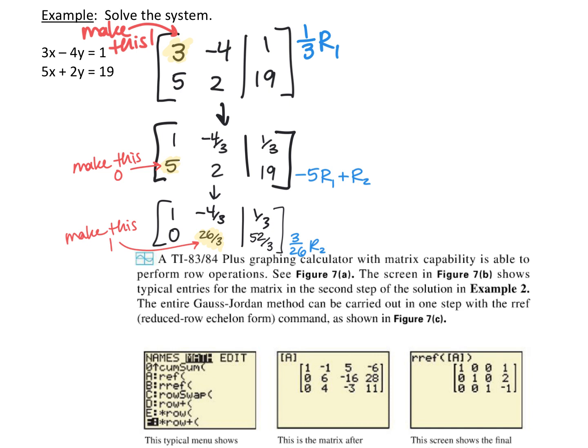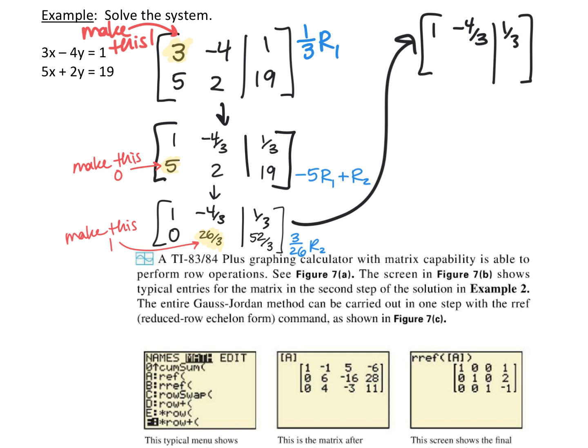Obviously, it doesn't affect the 0, doesn't affect row 1, so we're going to just rewrite it real quick. Okay. 1, -4/3, 1/3. So it doesn't affect the 0 when I multiply by 3 over 26. When I multiply 26/3 times 3 over 26, it gives me 1.